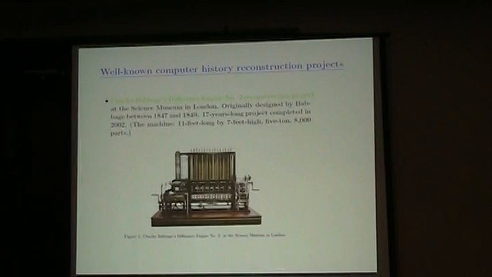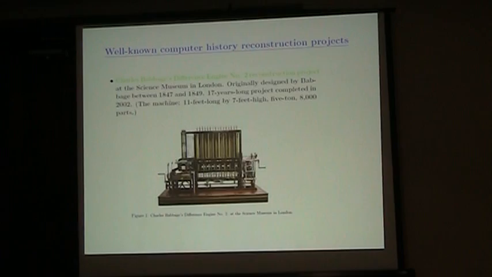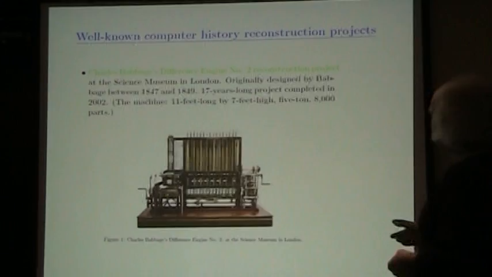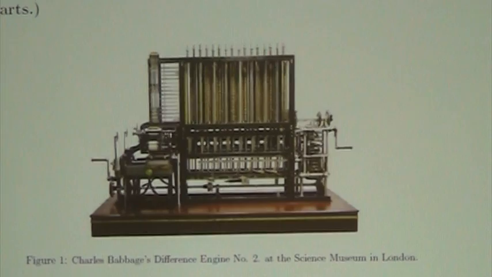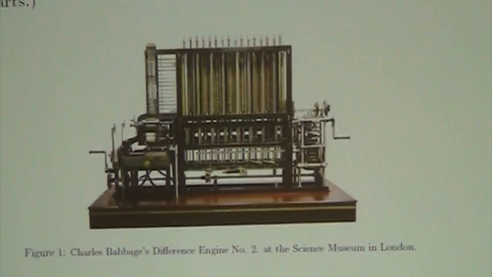Let me only mention that a number of science museums are involved in reconstruction projects. Now, this looks like a small, tiny thing, but this is Babbage's second analytical machine, reconstructed in the Science Museum in London. When you visit London, you can see that. It's a huge monster, several tons, and you see some of the dimensions. 8,000 parts. And that was a very long-term project.